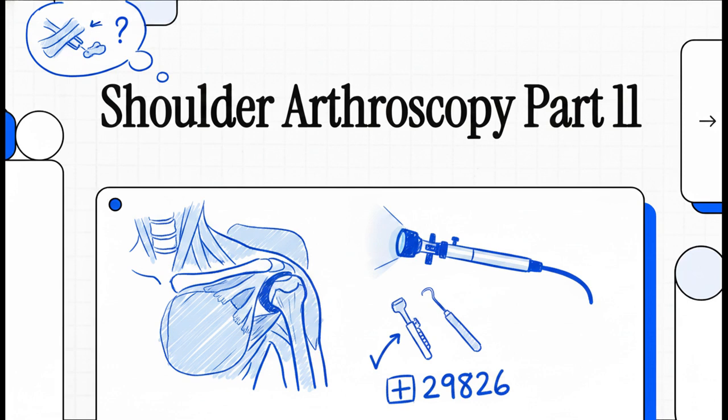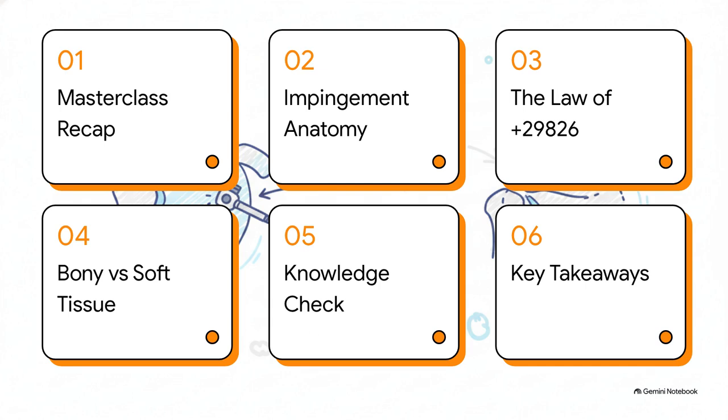If you have ever second-guessed whether you should bill an acromioplasty or just a simple debridement, well, you are in exactly the right place. Here's our quick roadmap for today. We'll start with a masterclass recap, move into impingement anatomy, dive deep into the law of plus 29826, compare bony versus soft tissue work, run through a quick knowledge check, and finish up with your key takeaways.